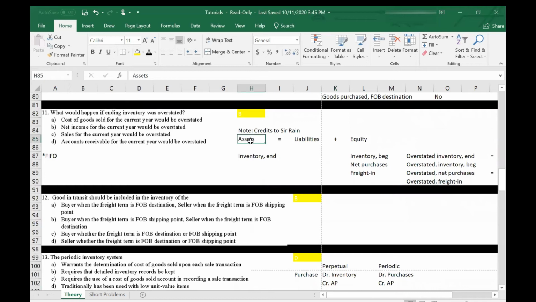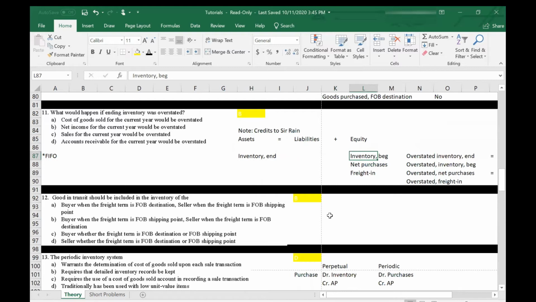Okay. So your assets is equal to liabilities plus equity. So your inventory ending, it's part of your assets, right? It will be presented in your statement of financial position. How about your inventory beginning?